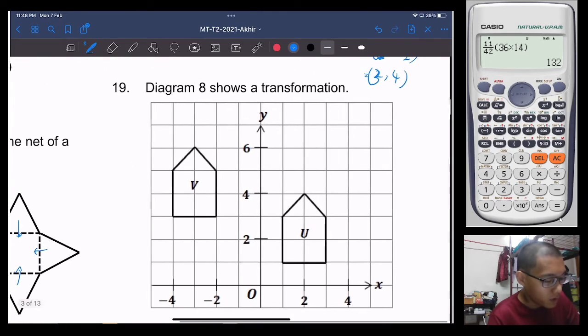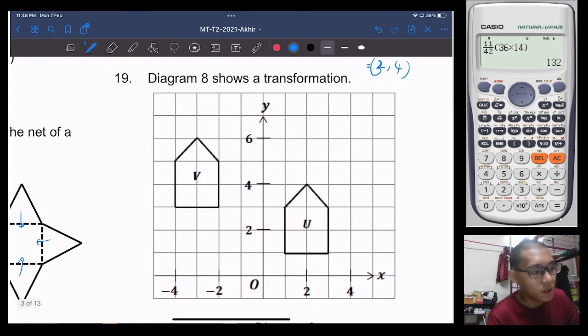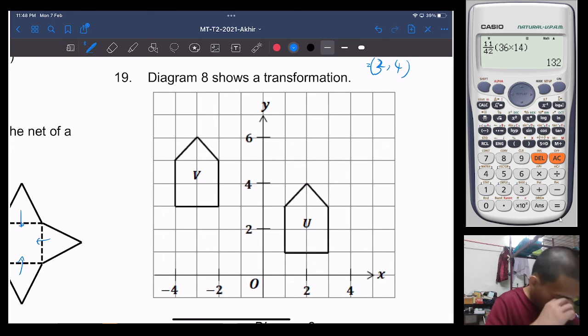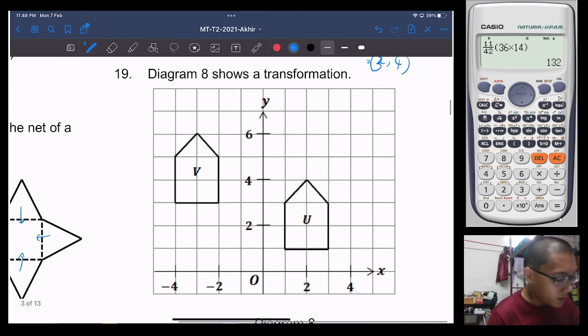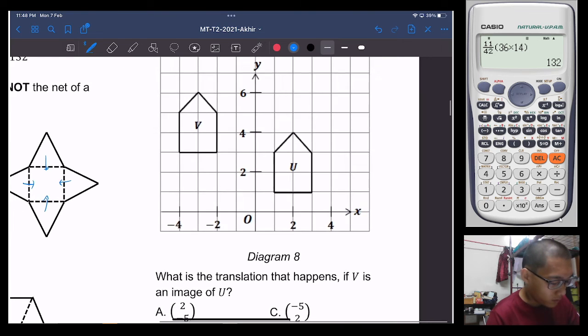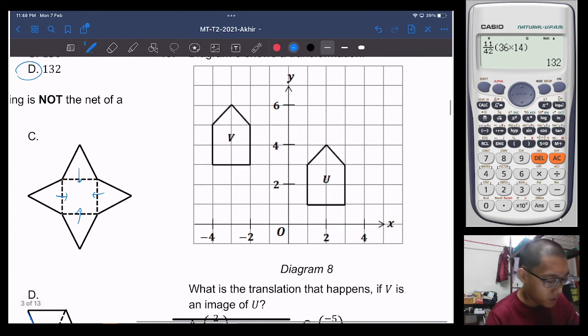Now we go to question 19. Diagram 8 shows a transformation. What translation happens if V is an image of U? V is an image of U. That means we start from U and go to V, from object to image. So from U to V.